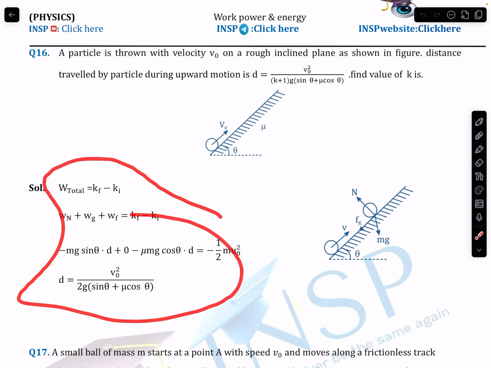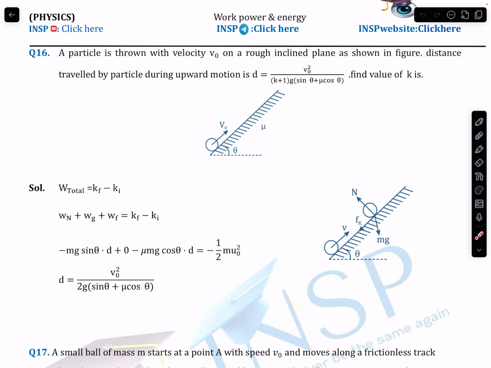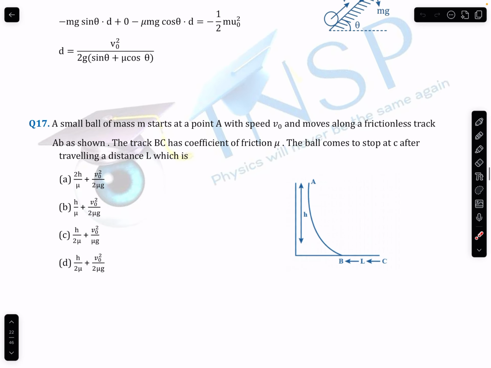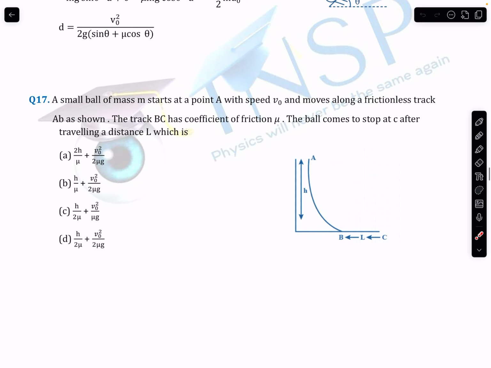Or in terms of work energy theorem you can write simply v square is equal to 2as. We are applying here a down the incline, g sine theta plus mu g cos theta. There is another easy problem. Okay, so I'm leaving all these problems for you to work on.